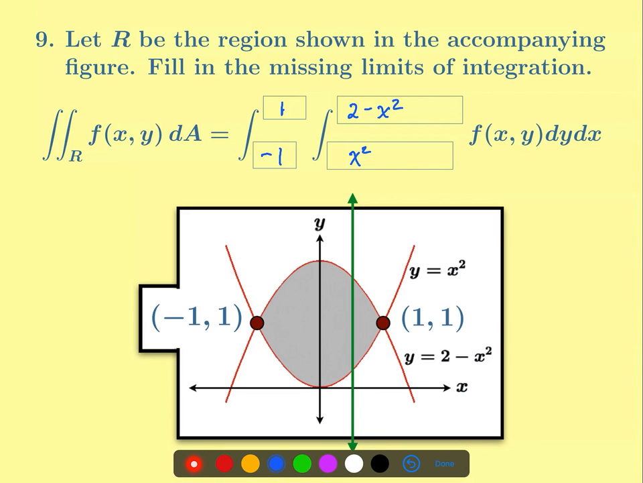And so that completes the problem. We've set up the limits of integration. x is going from minus 1 to 1, and for each fixed x between minus 1 and 1, y goes from x squared to 2 minus x squared.